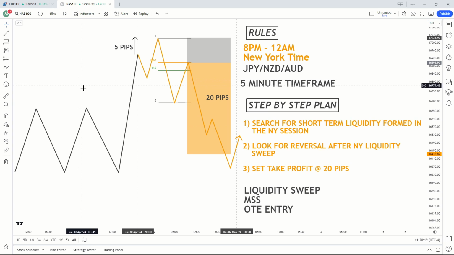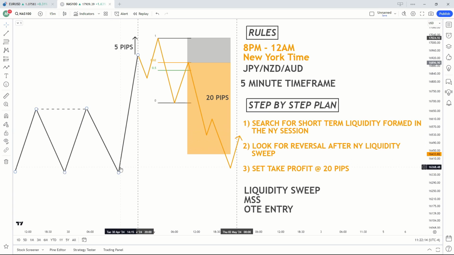We just want to look for liquidity. I want to see if market takes liquidity to the upside or if market takes liquidity to the downside. If market decides to take liquidity to the upside, as we have in this scenario, we are looking for sells. If market takes liquidity to the downside, we are looking for buyers. Our step 2 is to simply look for a reversal after the New York liquidity sweep.